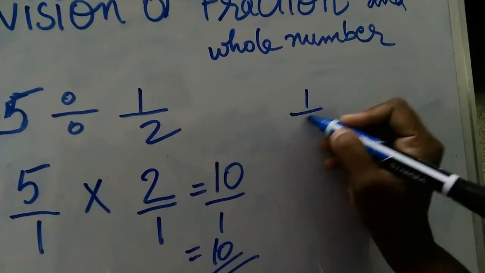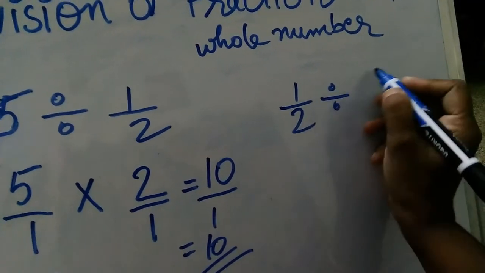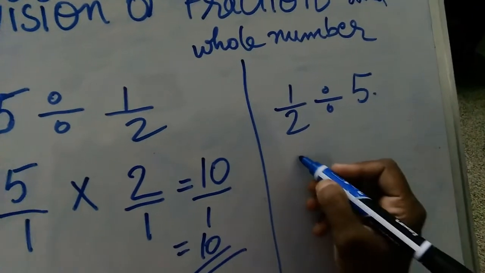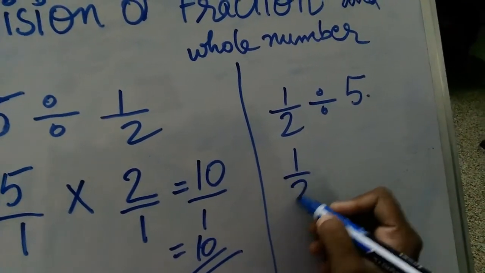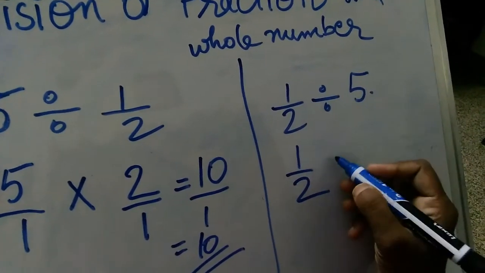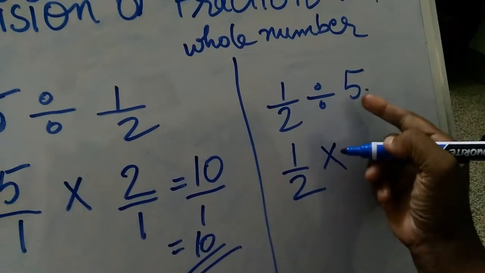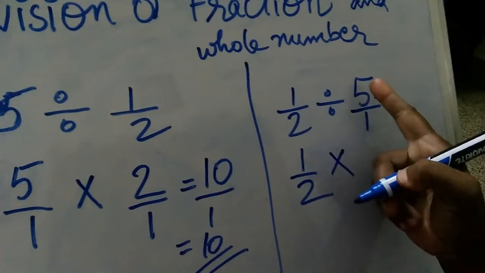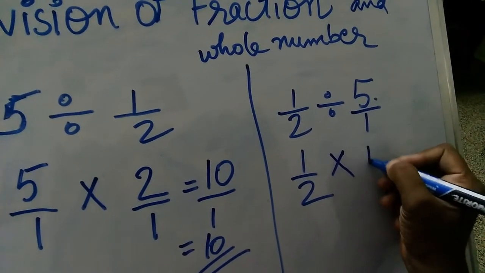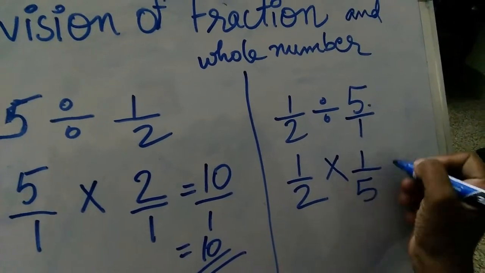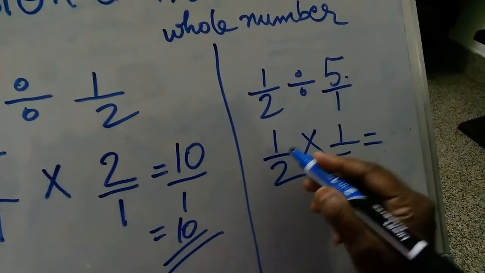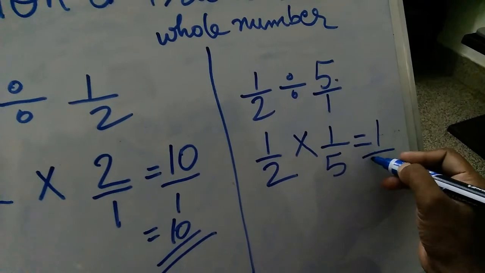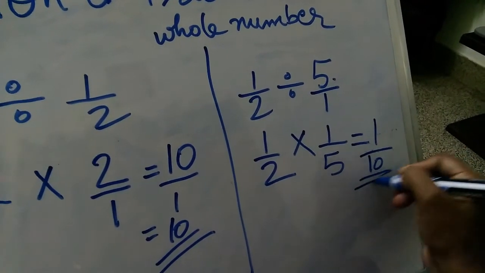Another one, 1 upon 2 divided by 5. How can we do this? 1 upon 2. Change this division into multiplication. 5 is same as 5 upon 1. Inverse of 5 is 1 upon 5. So the answer will come 1 into 1, 1, upon 2 into 5, 10. So the answer will come 1 upon 10.